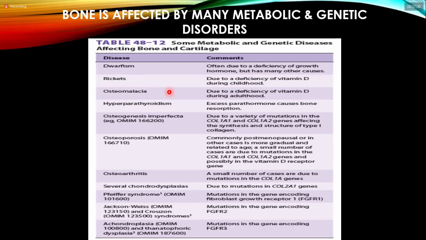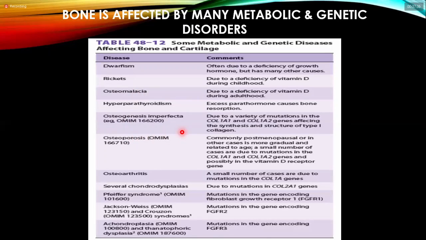Now, if we have a condition of hyperparathyroidism, we will have excess parathyroid hormone that will cause bone resorption, because it is going to activate the osteoclasts much more than the osteoblasts. So we will have more degradation or resorption of the bone. Other types of diseases are related to certain mutations, not hormonal or vitamin regulation. All of these types are hormone regulation processes, because we have unorganized production of these hormones.